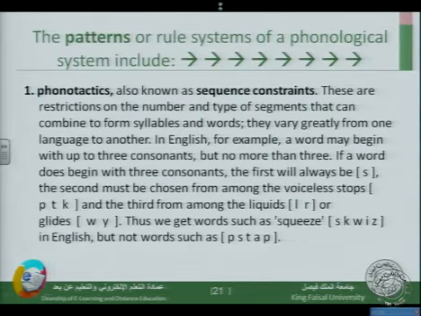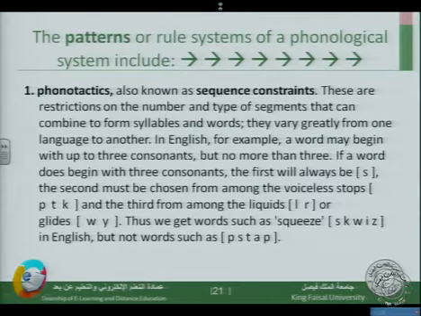The pattern or rule system of the phonological system includes the phonotactics, also known as sequence constraints. These are restrictions on the number and type of segments that can combine to form syllables and words. They vary greatly from one language to another. For example, in English, a word may begin with 3 consonants, but no more than 3. If a word does begin with 3 consonants, the first will always be S.